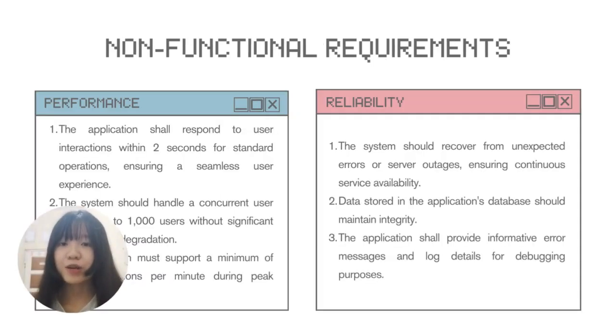What are the non-functional requirements of this application? First is the performance. The application shall respond to user interactions within 2 seconds for standard operations, ensuring a seamless user experience. The system should handle a concurrent user load of up to 1,000 users without significant performance degradation. The application must support a minimum of 100 transactions per minute during peak usage.